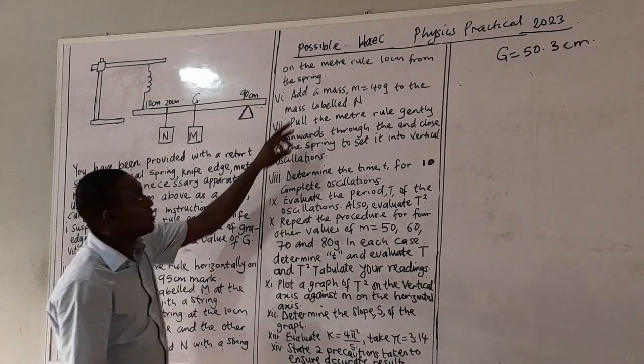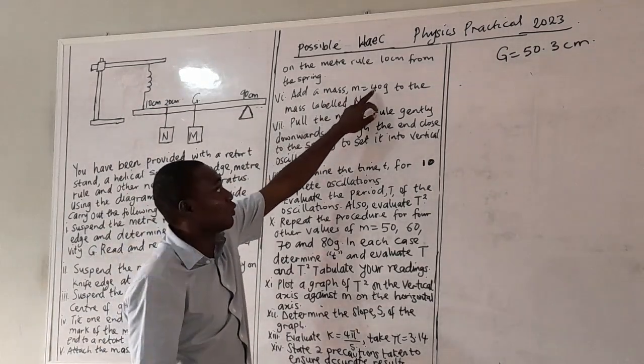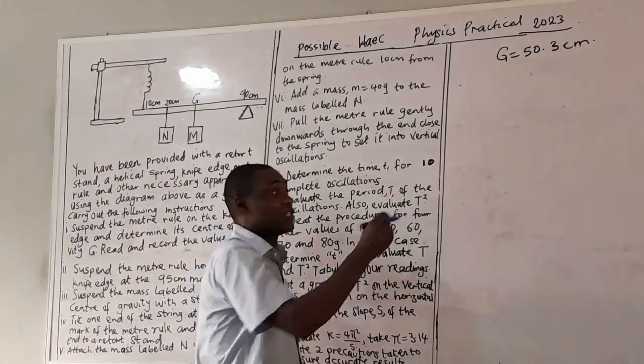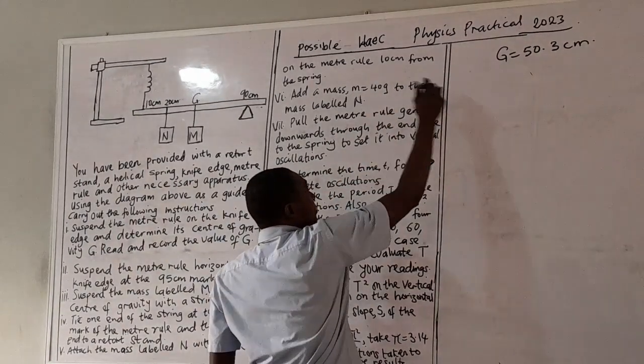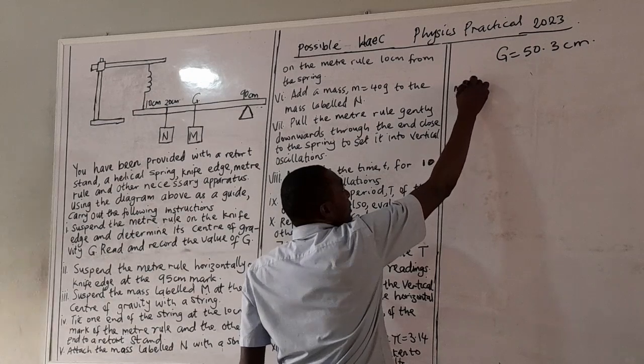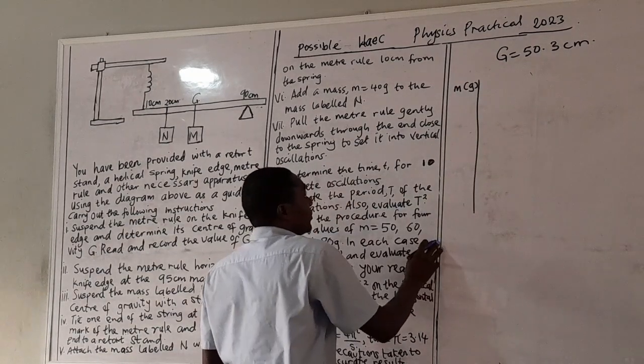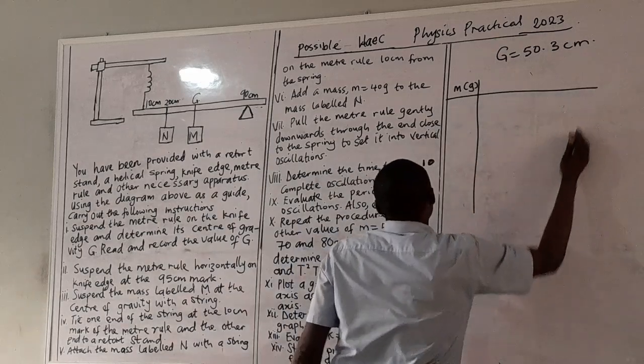Then next, we should add mass. M is equal to what? 40 grams. So that's where we are starting to add values. So I'm going to write a table now, starting with M. So I have M in grams. So we have a column for this.